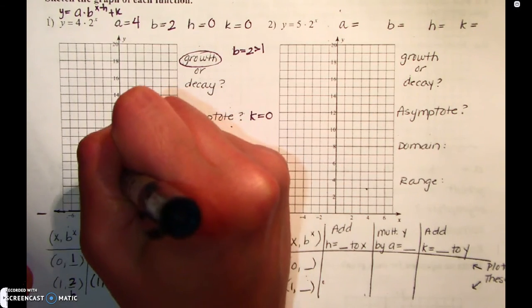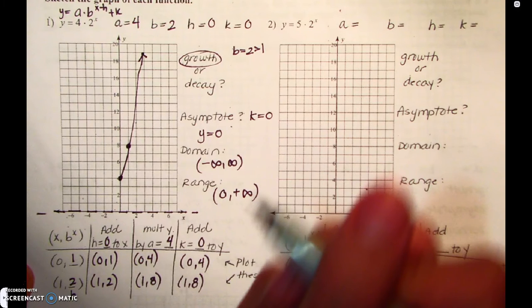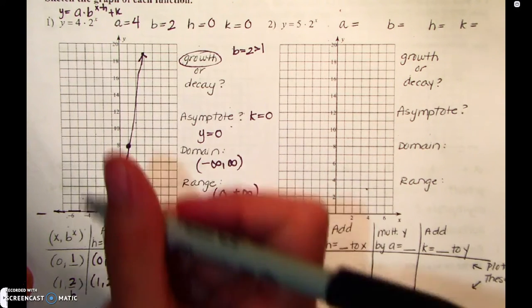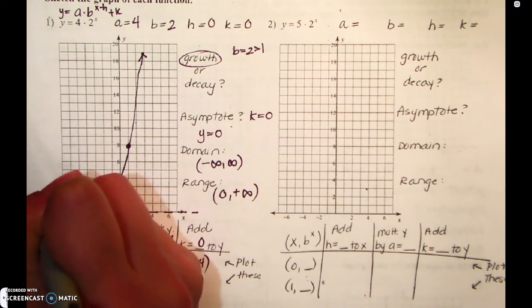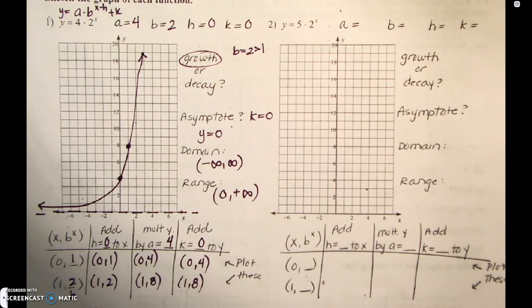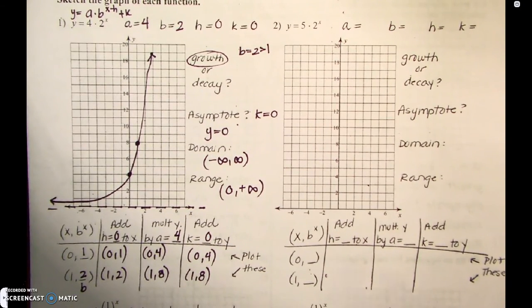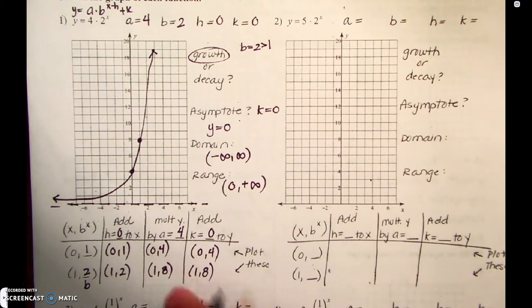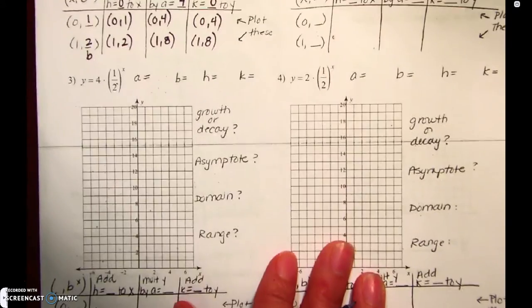And this is an exponential growth function. So I should have my graph facing up. And then I should get really, really close to the line y equals 0, but I should never reach it. So your graph should look something like this. And these are the properties. Number 2 is just like number 1. Okay, so let's go to number 3. If you want to pause it and do number 2, you can.